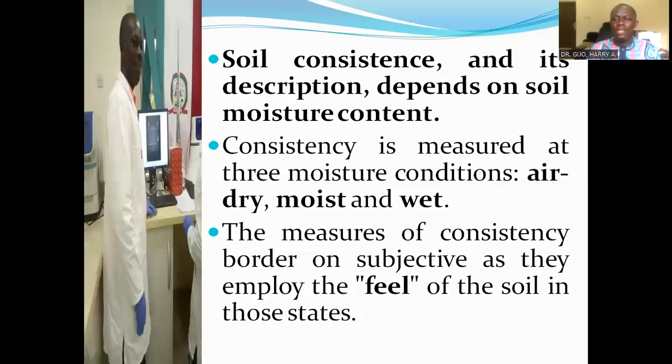Soil consistence and its description depends on soil moisture content. Consistence is measured at three moisture conditions: air dry, moist, and wet. The measures of consistence border on the subjective, as they employ the feel of the soil in those states.